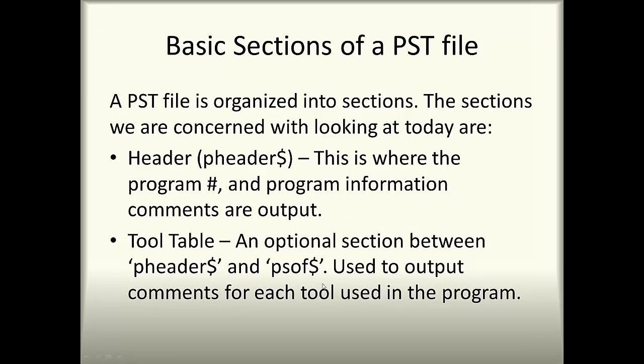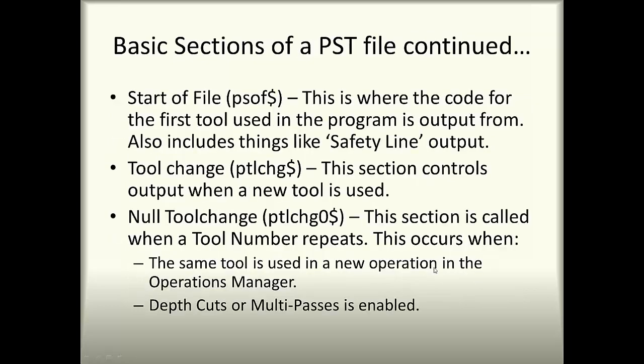And this is used to output comments for each tool used in the program. The other section we're going to take a look at is the SOF $. This is where the code from the first tool used in the program is output from. This also includes things like the safety. We have tool change, PTLCHG $. This is the section that controls the output when a new tool is used.